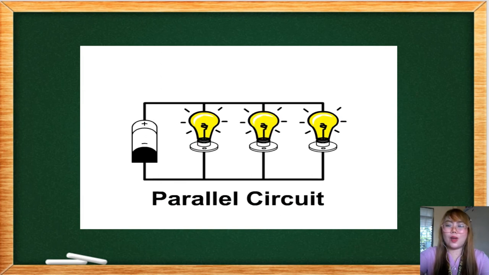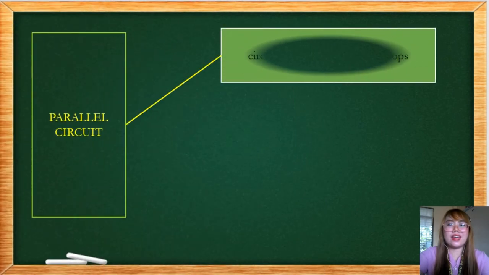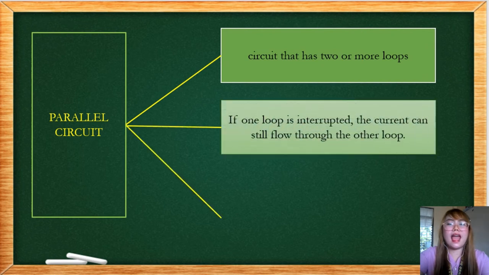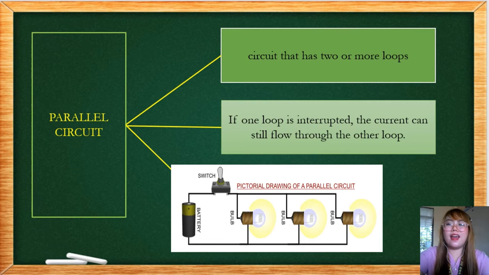This time, let's also discuss another kind of circuit connection, the parallel circuit. Parallel circuit is a circuit that has two or more loops. If one loop is interrupted, the current can still flow through the other loop. In the parallel circuit, if one light bulb burns out, the other light bulb will still work because current can still flow through it. A common example of parallel circuit is the connection of electrical wirings at home.